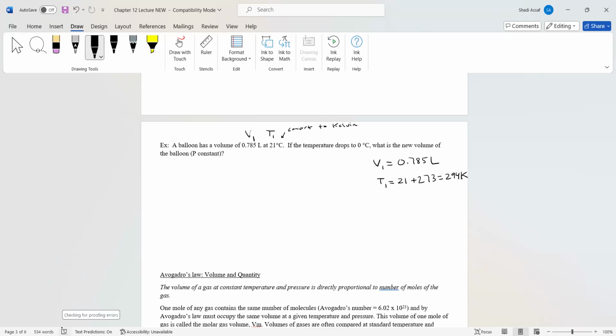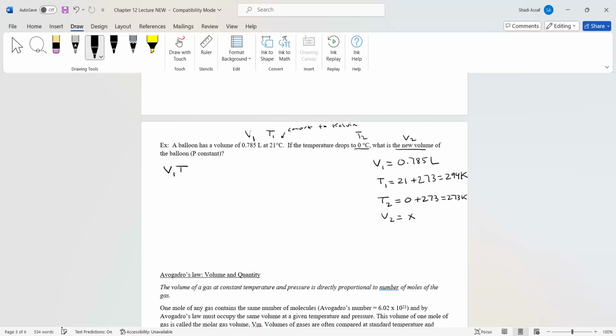Here's the action. If the temperature drops, so this must be your T2, and 0 plus 273 is 273 K. What is the new volume of the balloon? So V2 is unknown. Before we move on, just because V2 in both these cases was the unknown doesn't mean that V2 will always be unknown in all these problems. You can have P1 in the previous problem as the unknown. You can have T2, T1, depending on what the problem is asking.